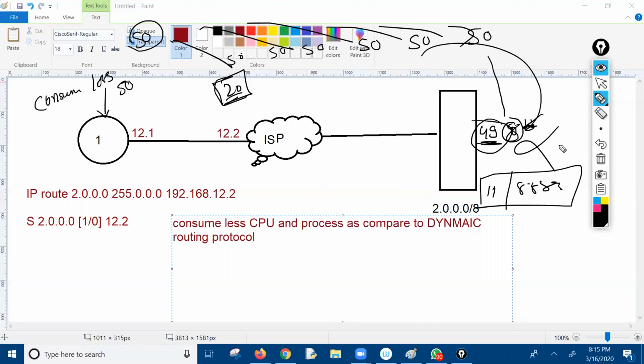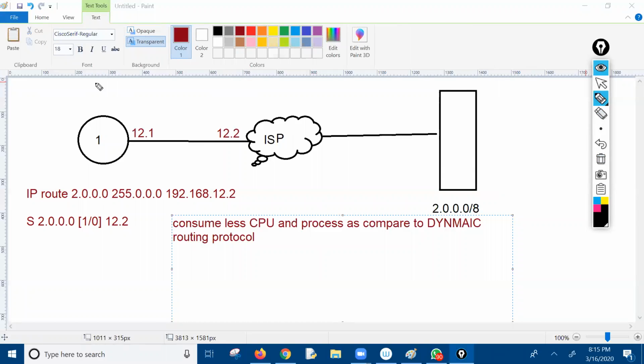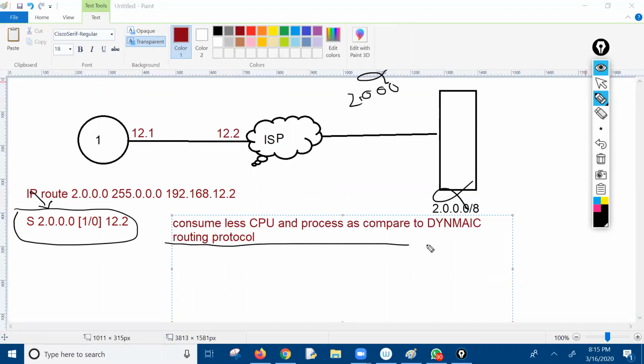So the problem with static routes is, first of all, if something has changed, no one is going to inform me. Another thing, if this route does not exist on the ISP, this route is still present in my routing table. It will consume some memory. This is not suitable if you have a large network. But the good thing is it takes less CPU processing as compared to a dynamic routing protocol.